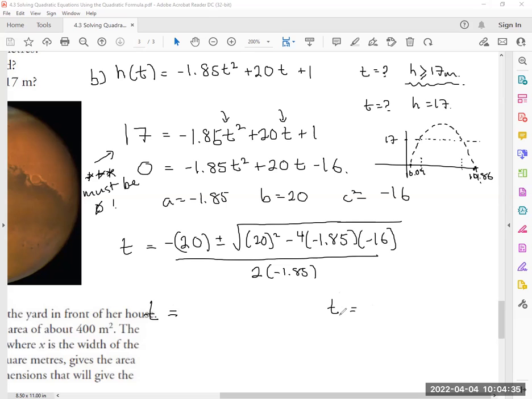Square root of 20 squared minus 4 times a times c. So this is going to be negative 20 plus minus the square root of 281.6 over, okay. t is going to be negative 20, just a plus or minus. It's going to be either a plus or a minus.